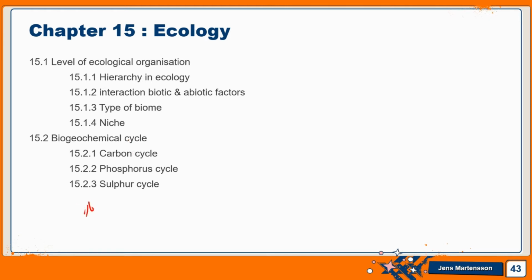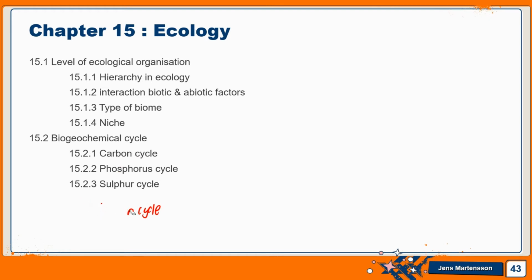That is the nitrogen cycle in SPM, right? But in STPM you do not learn it anymore because it is in the SPM syllabus. In STPM you are lucky not to learn it, so you can forget it altogether. Okay, you just learn these 3 cycles: carbon cycle, phosphorus cycle, and sulfur cycle.